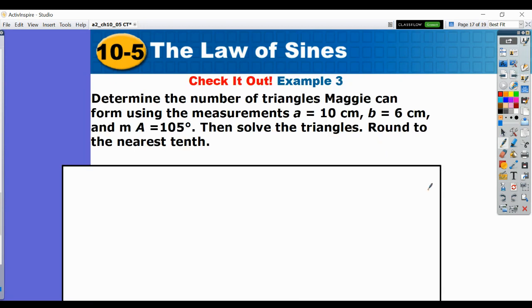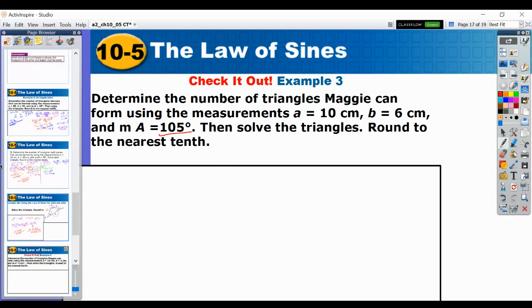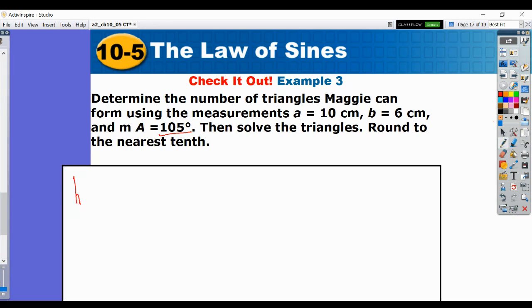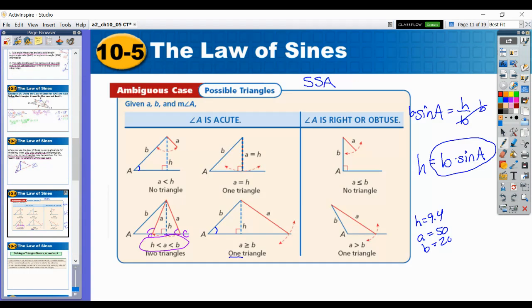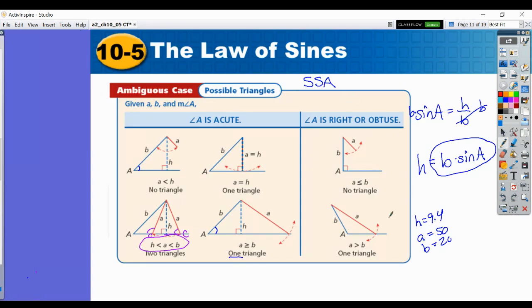All right, here's another one of those ones where we have to decide how many triangles and then solve. So this time, angle A is 105. That's the good news. We get to start right away with A is 105, which means we're starting out with an obtuse triangle. And so when we go look at our chart, if we start out with an obtuse triangle, we are over here for sure.